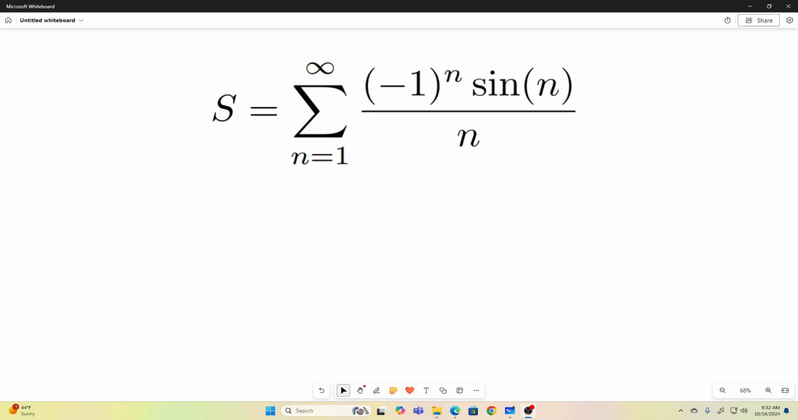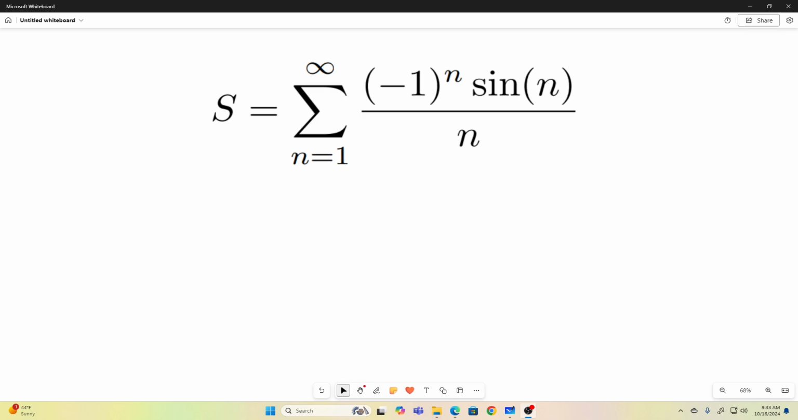So today we are going to develop the solution to kind of a weird infinite sum. This is the sum right here. It's just the sum going from 1 to infinity of (-1)^n times sin(n) over n. And this sum has come up a couple of times when I've been trying to solve some integrals.